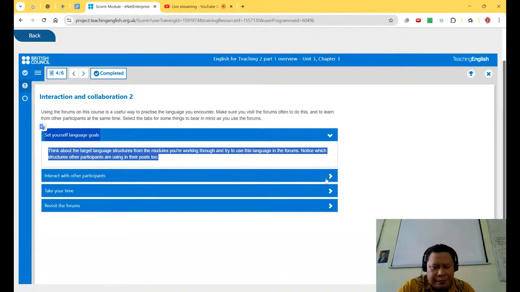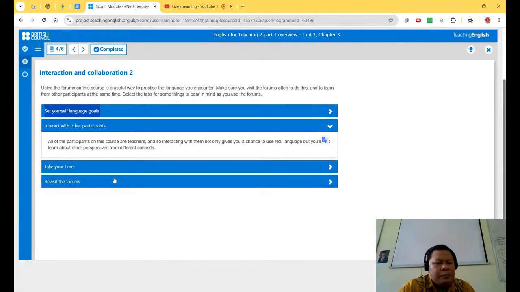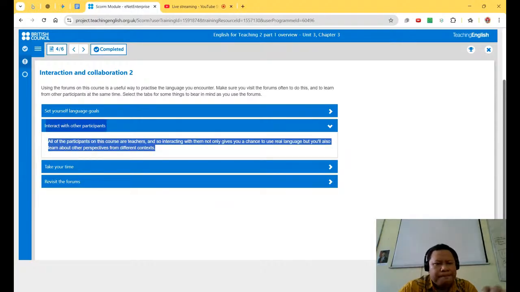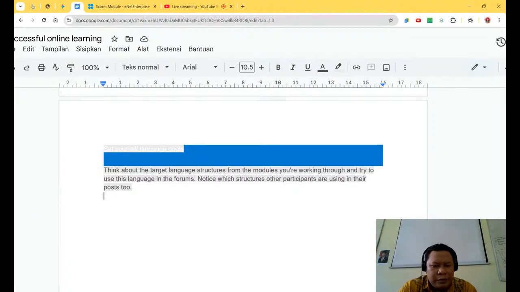Next, interact with other participants. All of the participants on this course are teachers, and so interacting with them not only gives you a chance to use real language, but you'll also learn about other perspectives from different contexts. So when I interact with my fellow teachers, I will have the chance to use real language and other perspectives. That's what I must do.